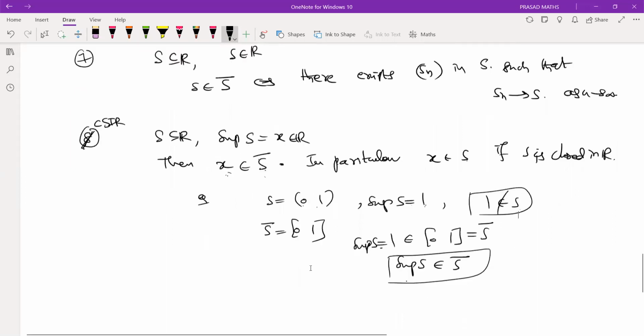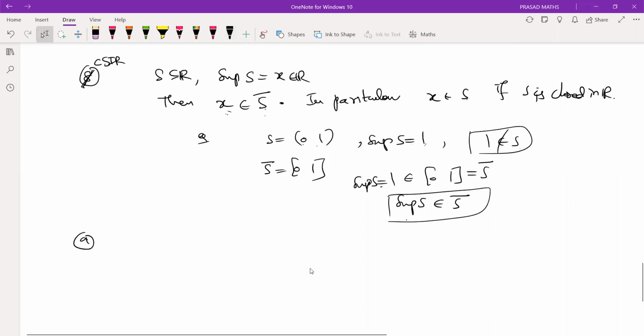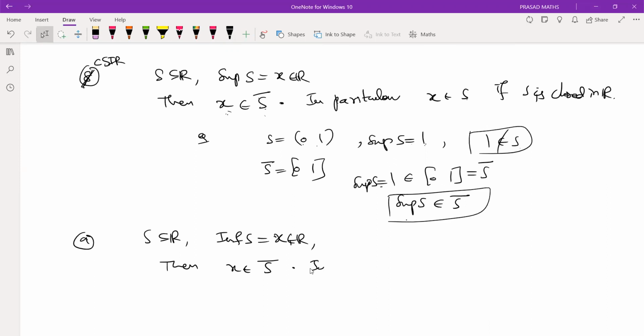Similarly, one can extend this idea to the infimum. Suppose S is a subset of R. Suppose S is bounded below. Suppose the infimum is X, which is in R. Then automatically X is in S closure. In particular, X is in S if S is closed. This is also an important idea.